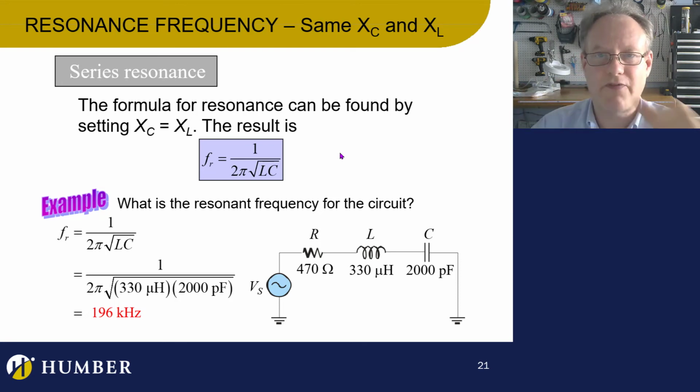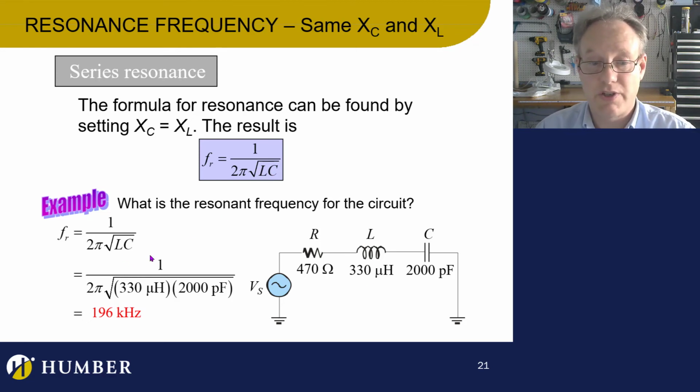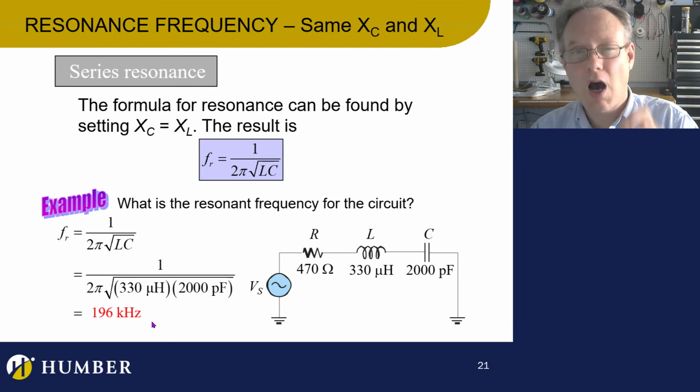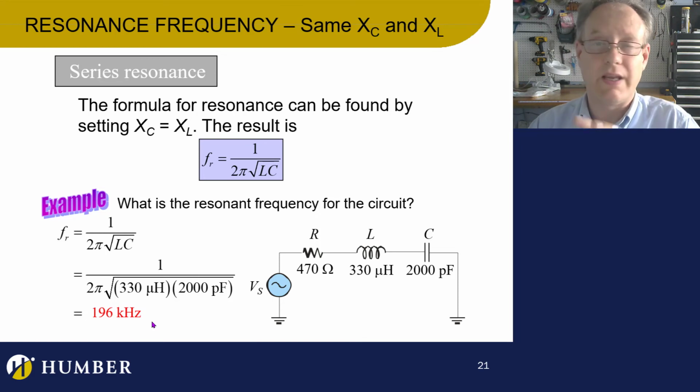This magical sweet spot frequency is calculated by this. It's just 1 over 2 pi times the square root of LC. No problem. So we just do the math. What's the resonance frequency of this circuit? Well, I'm going to put these numbers all together, and it's 196 kilohertz. So if I crank this up to 196 kilohertz exactly, then all of the voltage drop is going to exist only across the resistor.